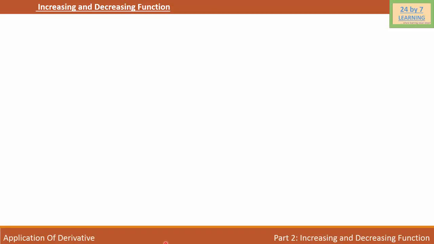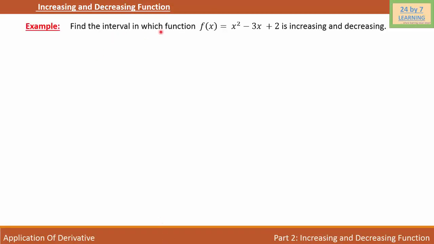Increasing and decreasing function. Example: find the interval in which the function f(x) = x² − 3x + 2 is increasing and decreasing. As you can see, it is given that f(x) = x² − 3x + 2. In order to find the interval for increasing and decreasing of function f(x), we need to differentiate this function. So technically, what we're doing is using the first derivative test.